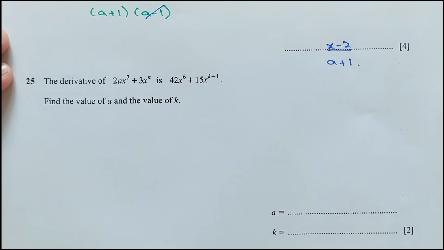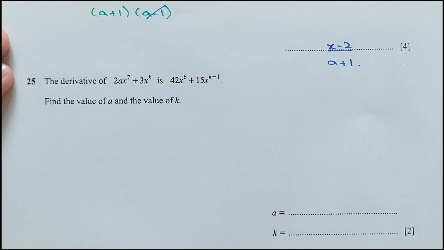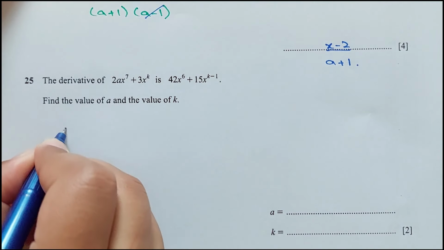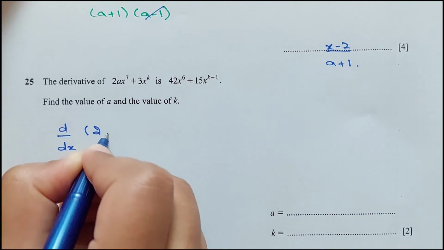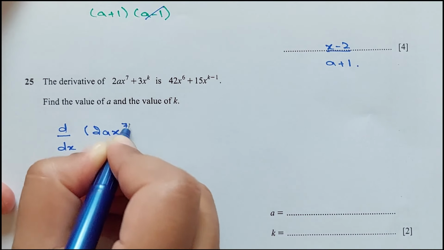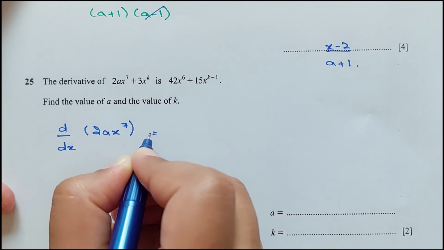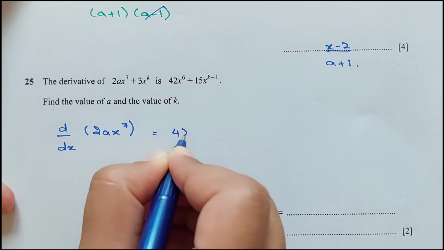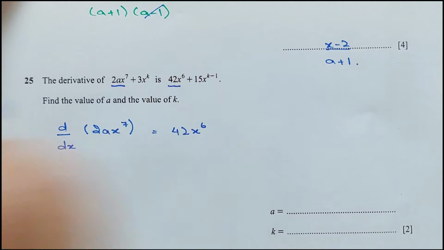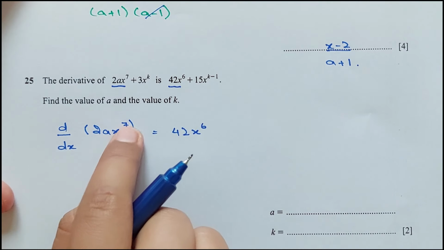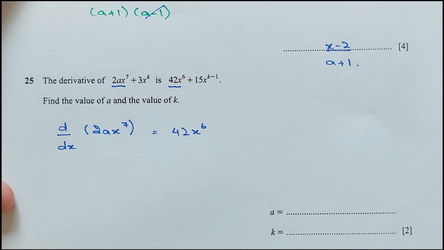Question number 25. The derivative of this is equal to this. The derivative is given. Find the value of a and the value of k. So it means d over dx of 2a x to the power 7 is equal to 42x to the power 6. For the first term, the power of x is 7 and now it is 6. How do I take the derivative?